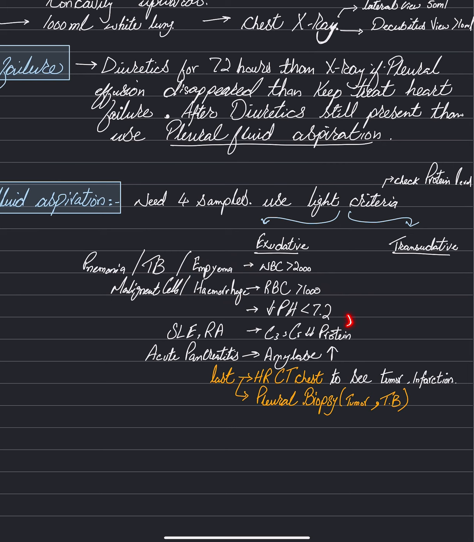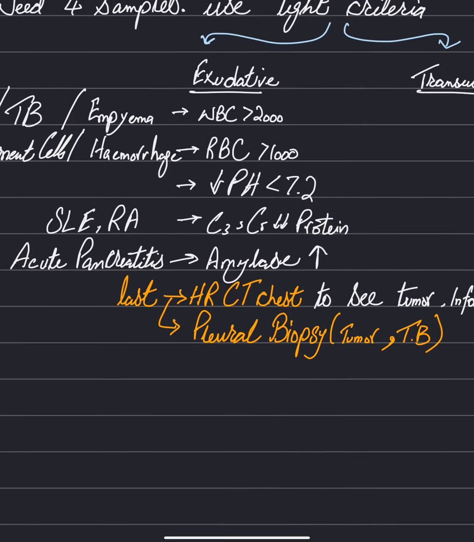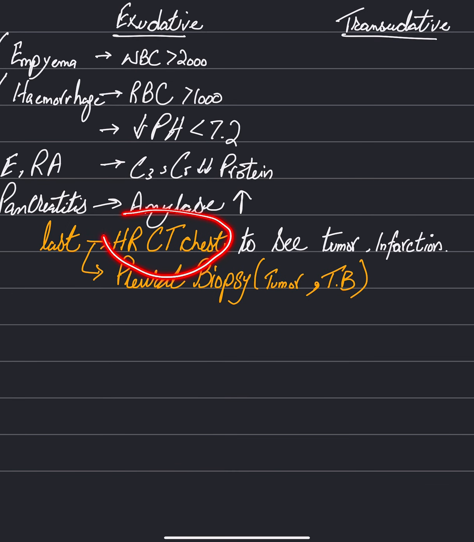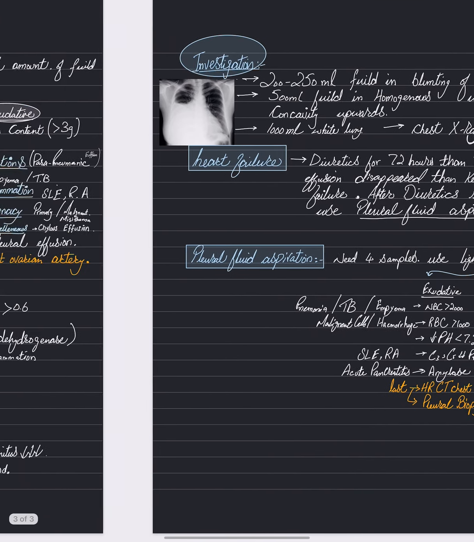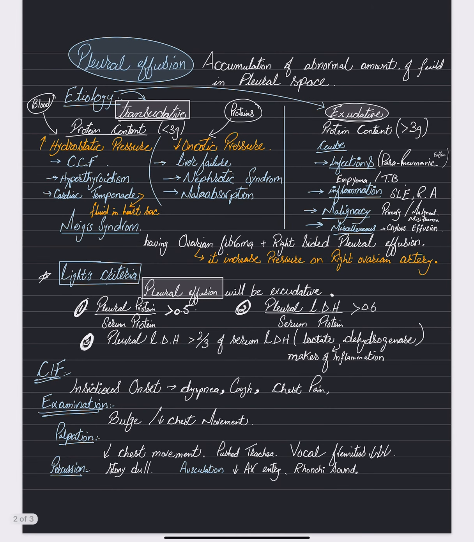If there are low proteins, we can check for autoimmune diseases. If there is a high level of amylase, it is due to acute pancreatitis, or could be chronic pancreatitis if there is a really high level of amylase. And lastly, we can check a high-resolution CT chest, to check for tumor or infraction of the trachea or esophagus. So there are a lot of things we can check during this pleural effusion. So that is for today. Hope you like this video.